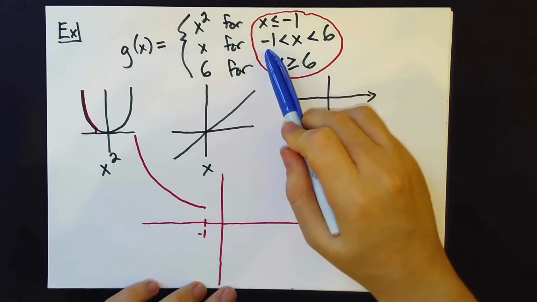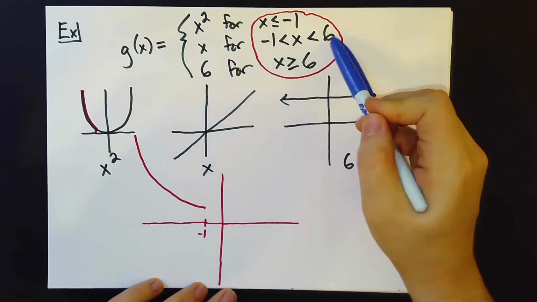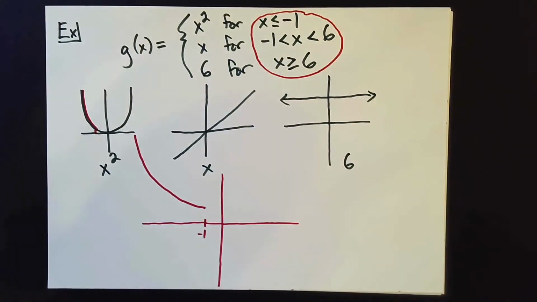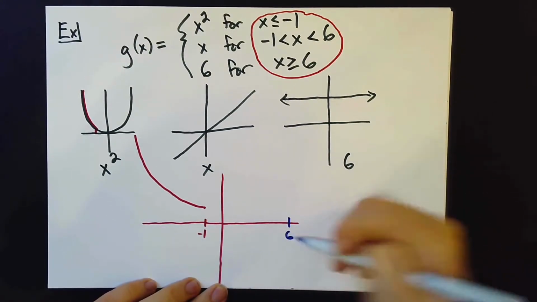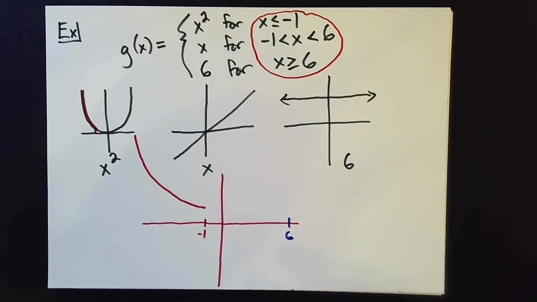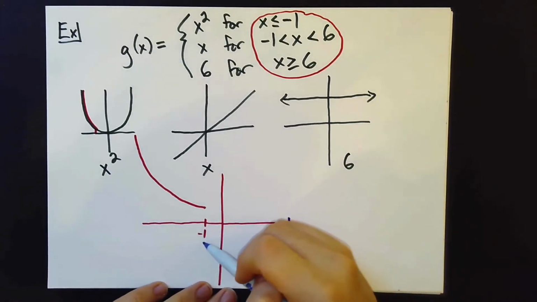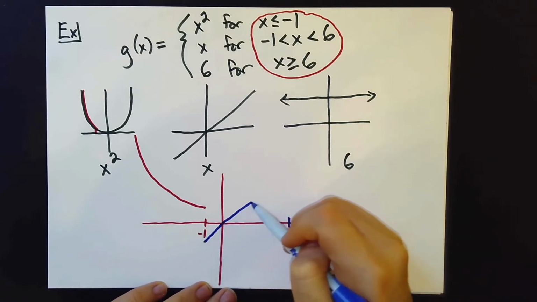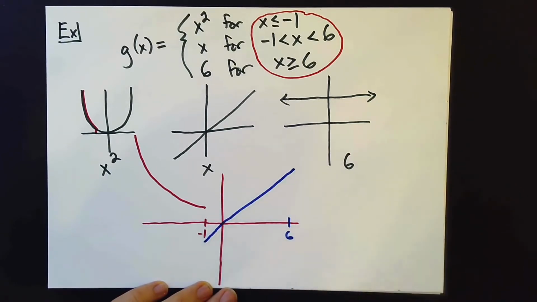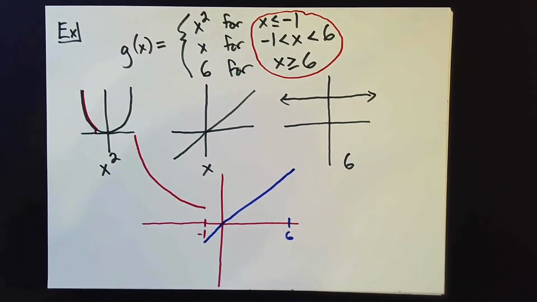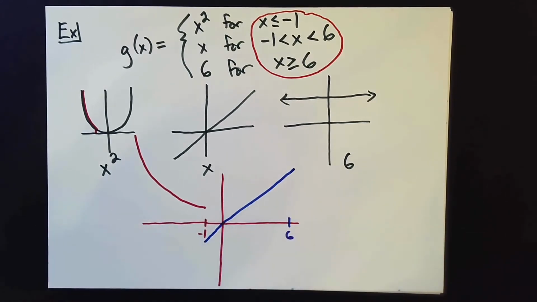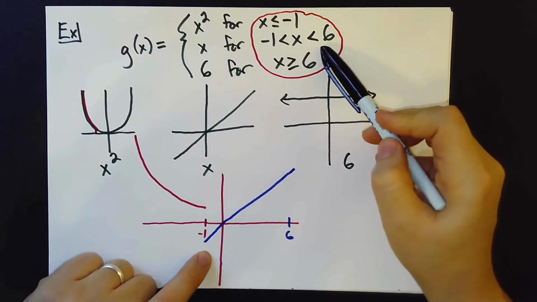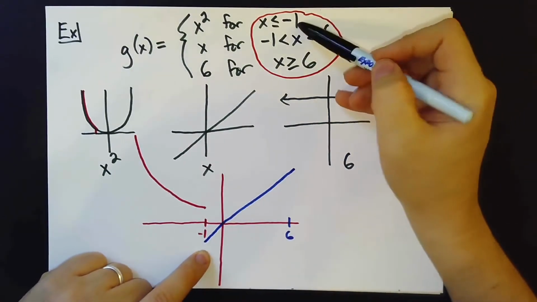Then the second line tells me that for inputs between -1 and 6, I'm supposed to use the graph of x. Okay, so there's -1, so 6 is somewhere over like that. Okay, and so the graph of x from -1 to 6 will look something like that. Now, there's a small piece of information that we've omitted here. Namely, my graph doesn't currently give me a clear indication of what happens at -1.